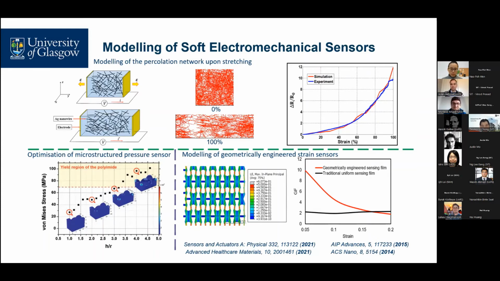On the bottom left, we used FEA tools to optimize the deformation of microstructure pressure sensors. And on the bottom right, we developed this modeling tool to understand how geometrical engineering can affect the sensing performance of flexible strain sensors.